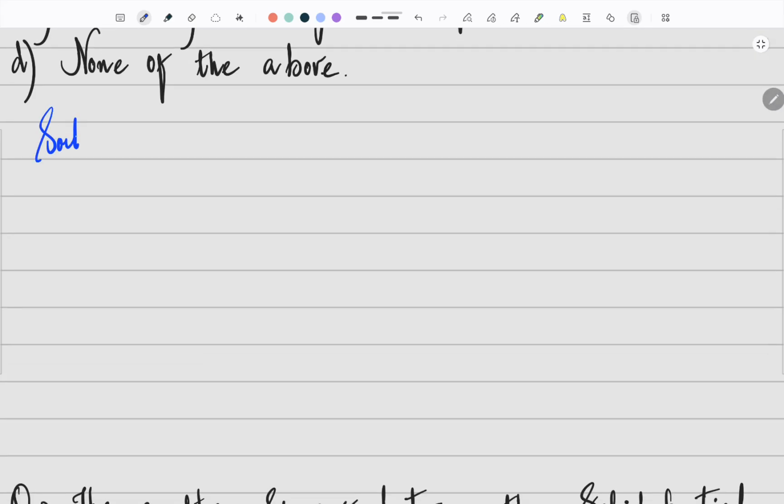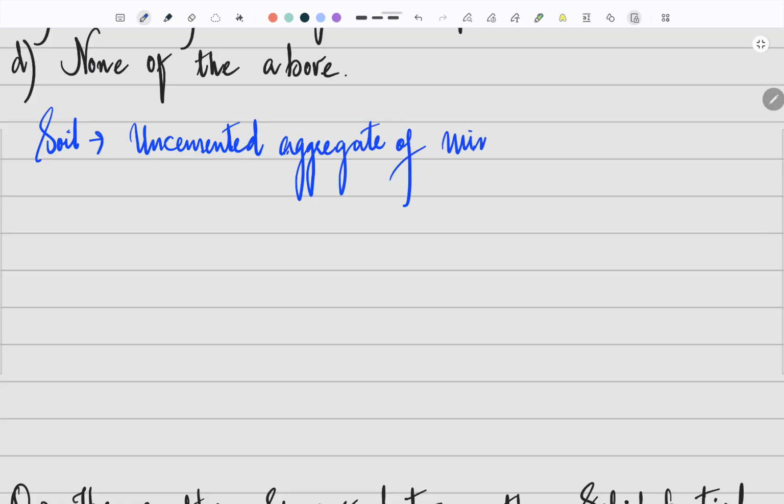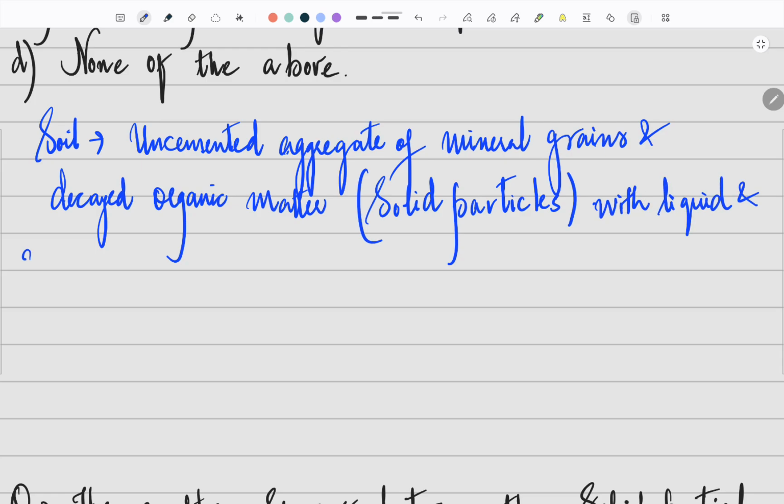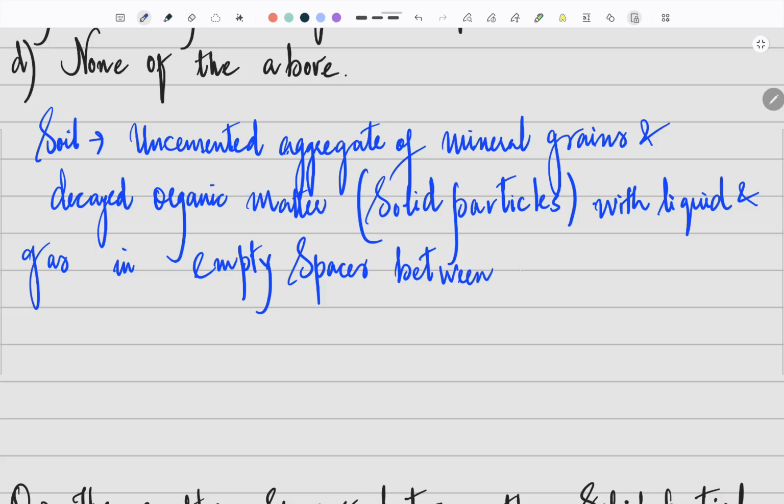Soil is defined as the uncemented aggregate of mineral grains and decayed organic matter, which is the solid particles, with liquid and gas in the empty spaces between the solid particles. So this is the definition of soil.